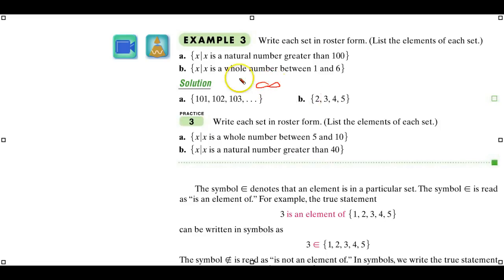Now in letter B, let's see what they're asking. x is such that x is a whole number between 1 and 6. So if it's between, 1 is not included, 6 is not included, so we go 2, 3, 4, 5 and use braces. Okay, they do give us some practice, but we'll pass that up.